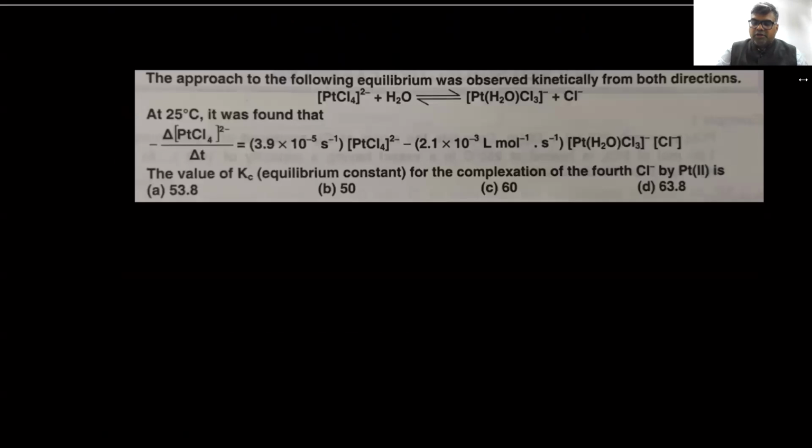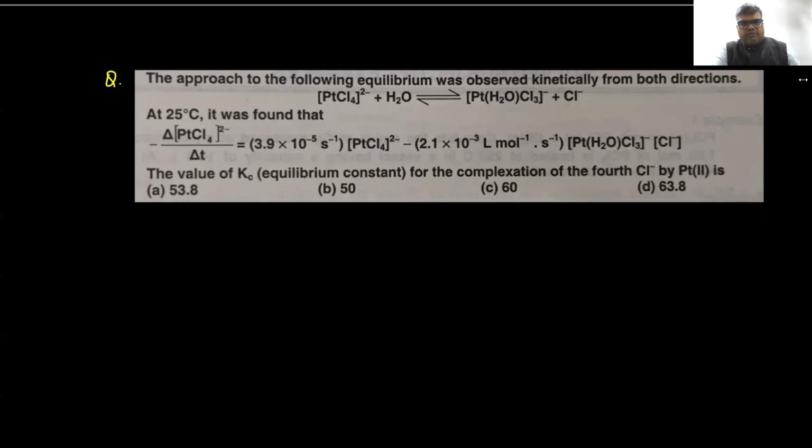Now this is the last question, where coordination compound things can also be incorporated in a similar question. Or better to say, a little kinetics part can be incorporated in the question. So one more question of that type. Otherwise, these things will be tackled more at the time of kinetics. It's given that the following equilibrium was observed kinetically from both directions.